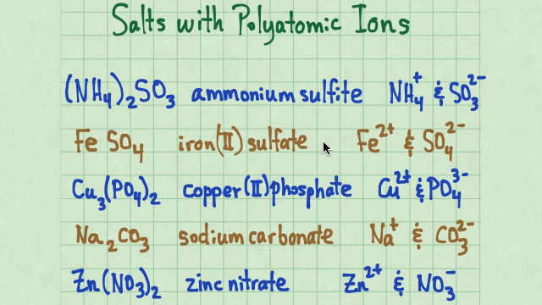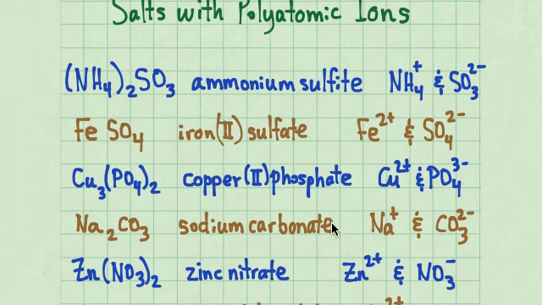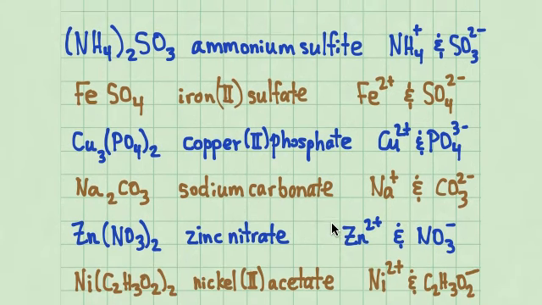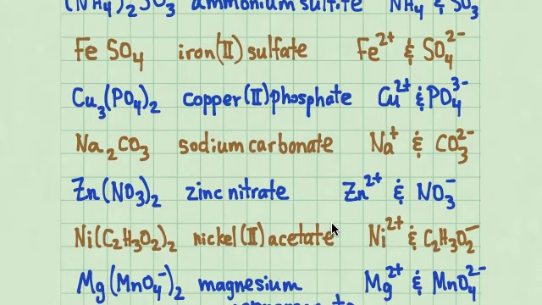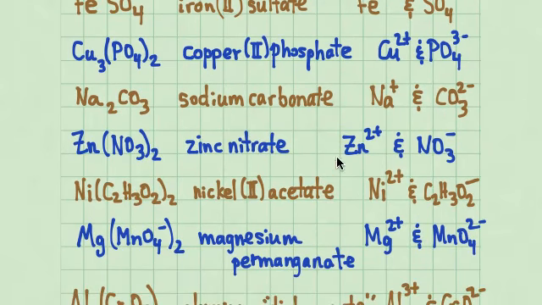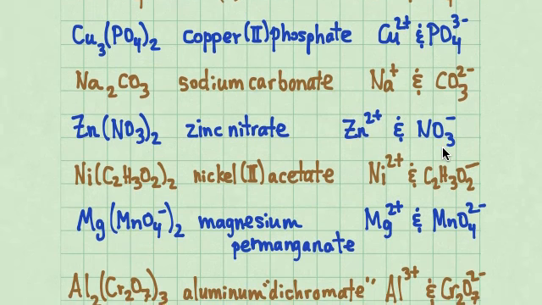Iron 2 sulfate. Copper 2 phosphate. Why is that a copper 2? There's 3 there, I know. I have 2 of these, so that's a -6. This has to be a +6, so I took 3 of those. It's a tricky process. Some students take a long time to practice with this. Good idea too. Zinc nitrate.